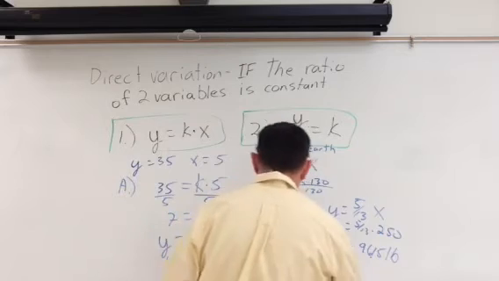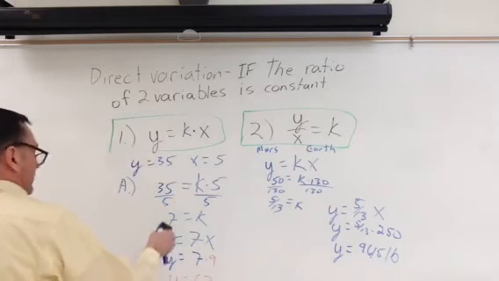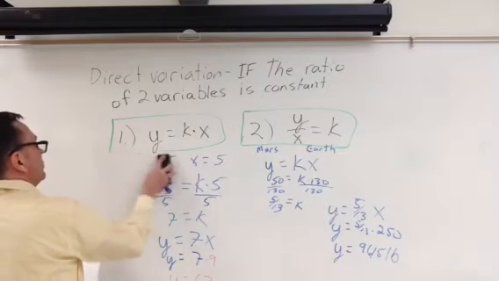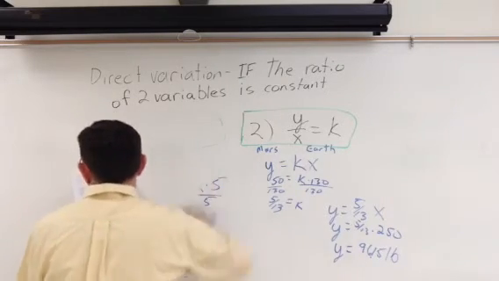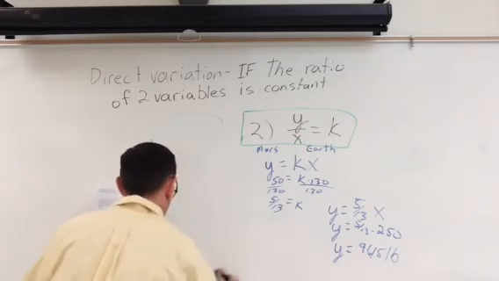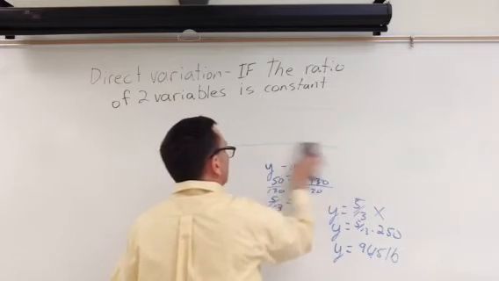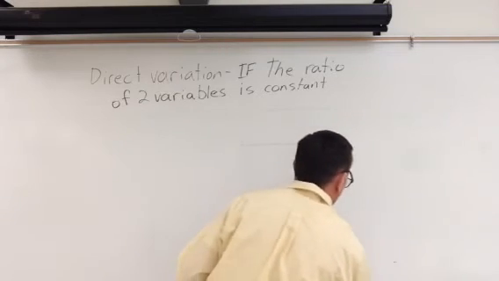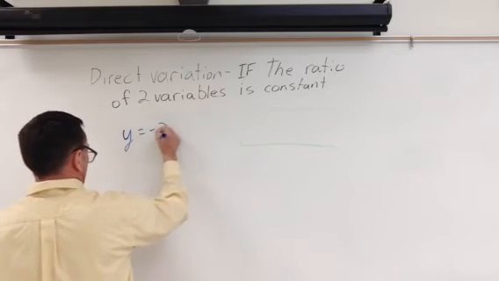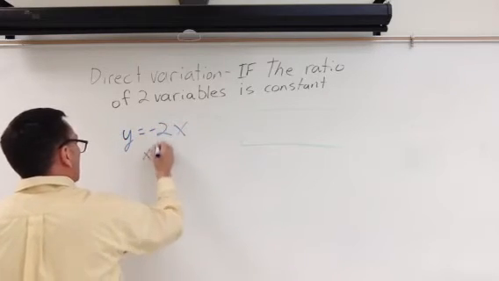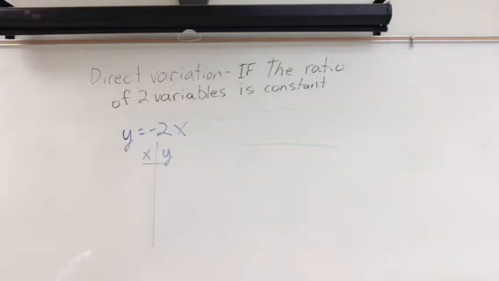Now, graphing a direct variation. Let's continue with the notes. So we have this equation, y equals negative 2x. We want to graph this. Now I know it's a direct variation because again, there's no addition or subtraction.